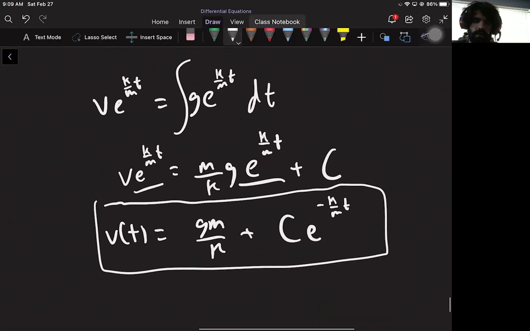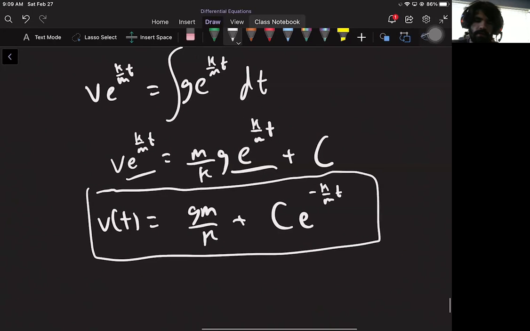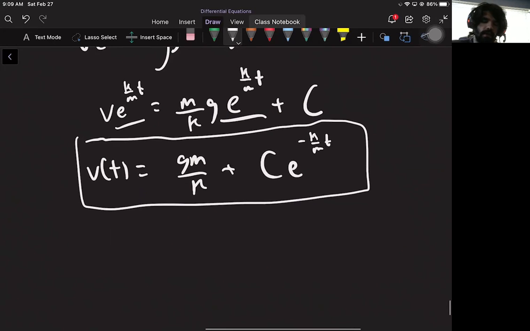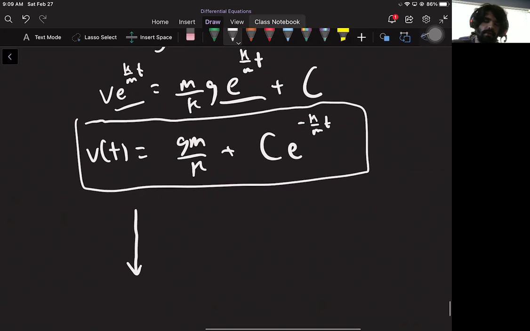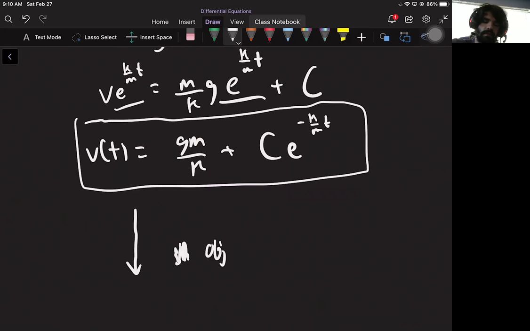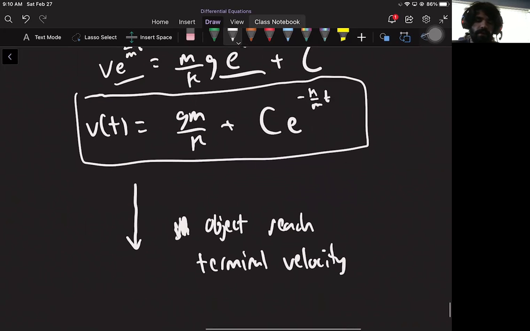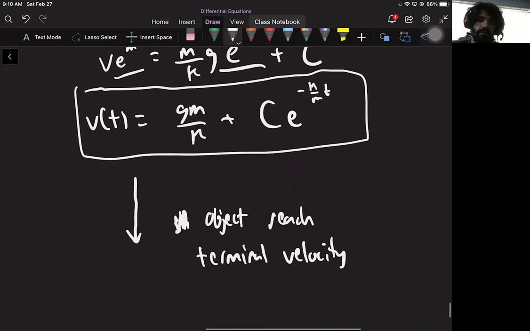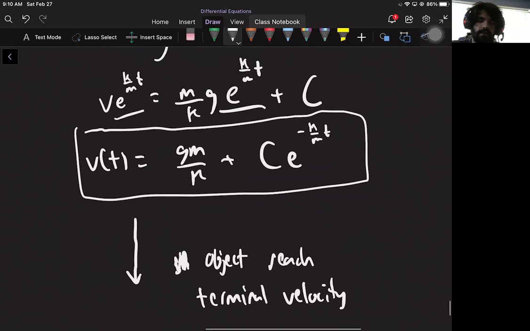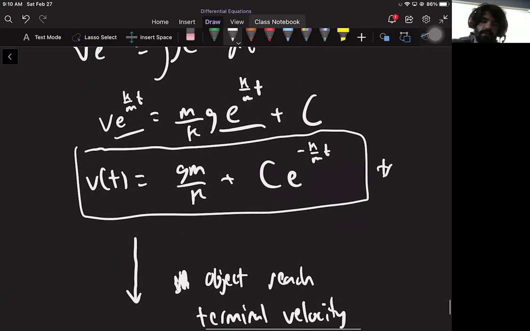And you should always try to think about these things to see if they match your intuition. So when something is falling and there's air resistance, the object should eventually reach something called terminal velocity, where you're going so fast that the air resistance is pushing you back up enough to keep you from speeding up further. And so does this formula tell us that there's a terminal velocity?